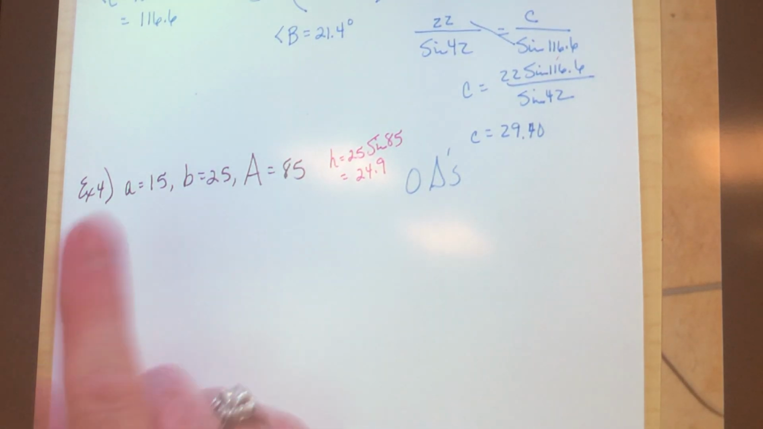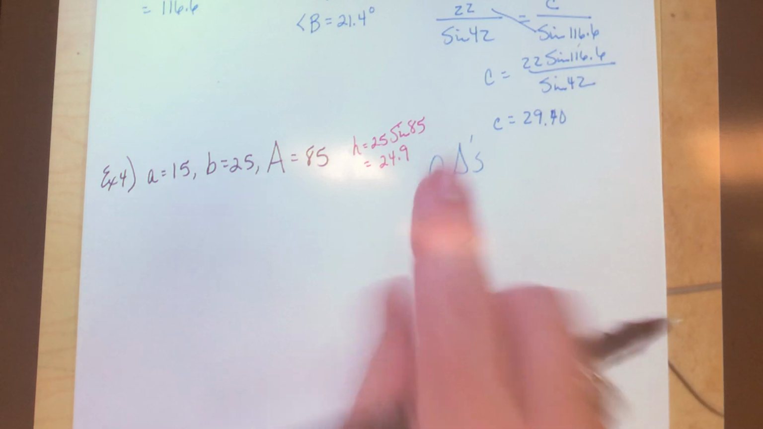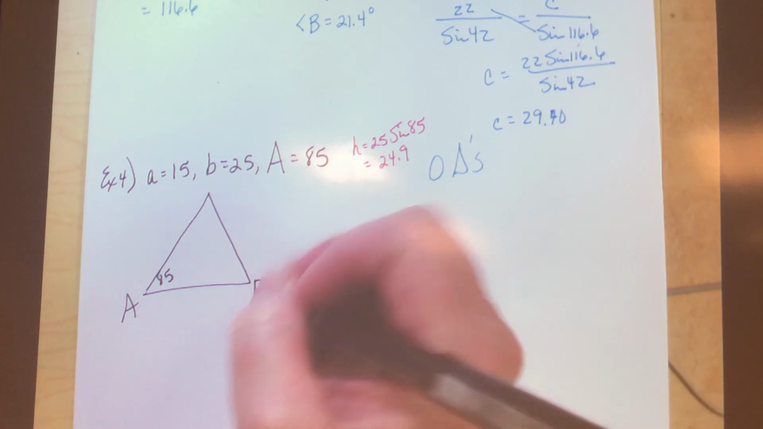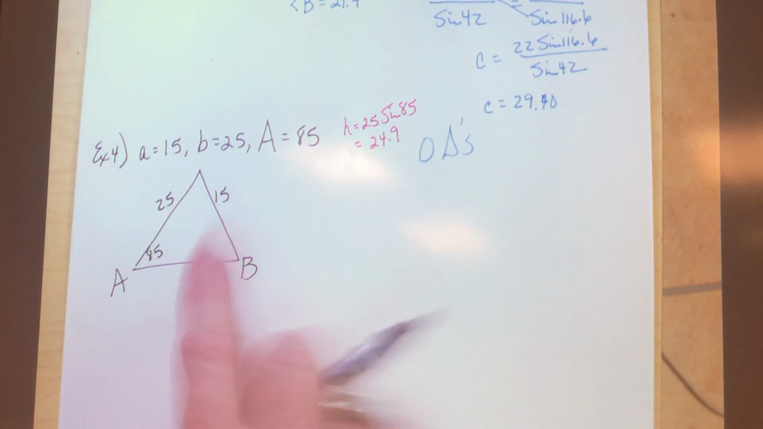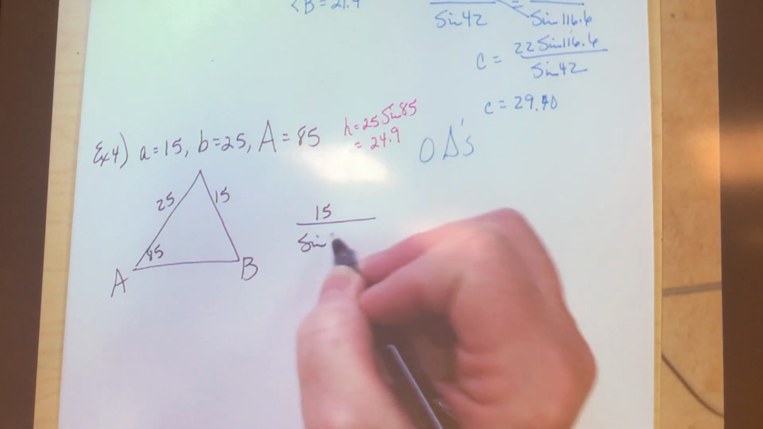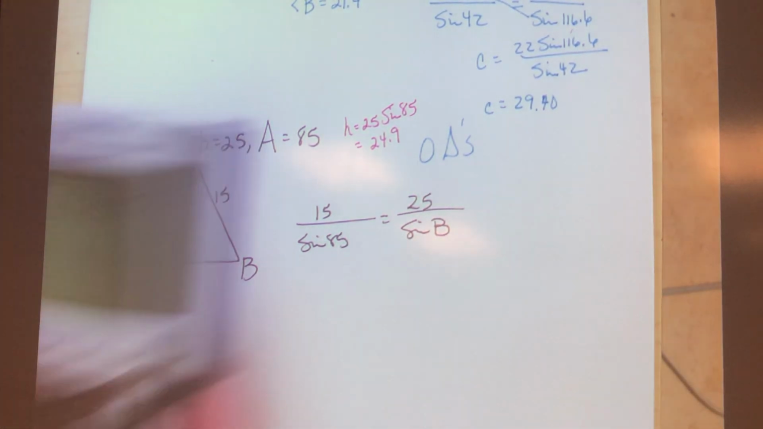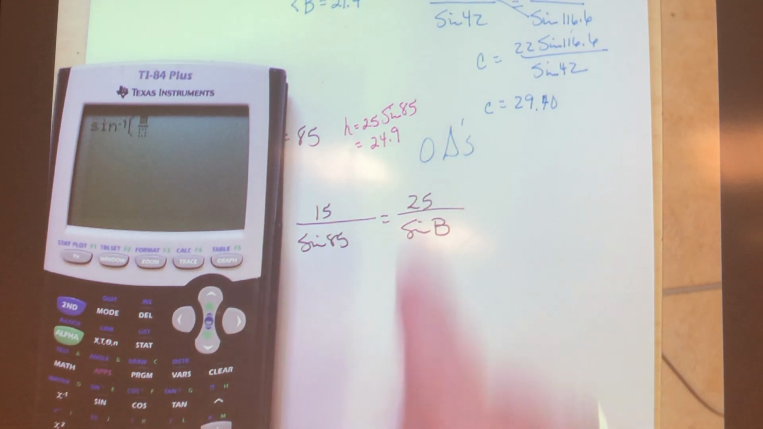Now watch this. I want to show you something. Let's pretend that you didn't do that. You were stressed on your test and you were just trying to work all the problems. So I'm going to really quickly draw a picture. This is 85. This is 15. And this is 25. I have to find angle B. Do you agree? Watch. 15 is to the sine of 85 as 25 is to the sine of B. Watch what happens when I try to find B. I have to go inverse sine. I'm going to use a fraction. These two go on the top. 25 times the sine of 85. And on the bottom is a 15.